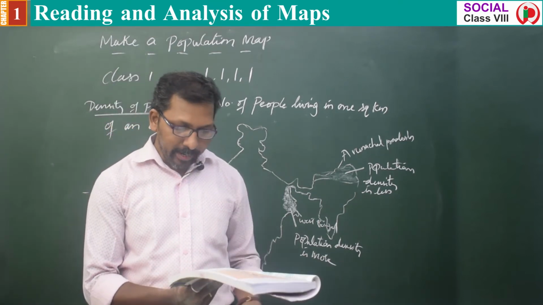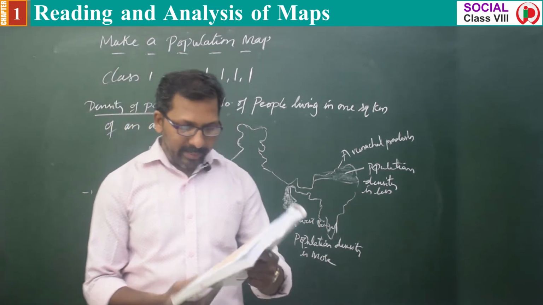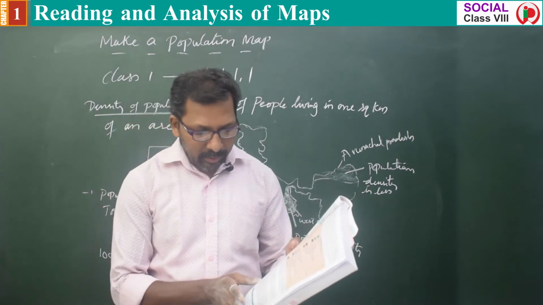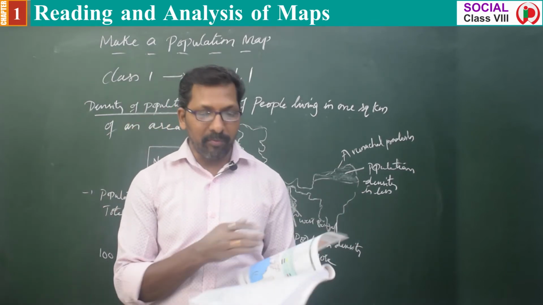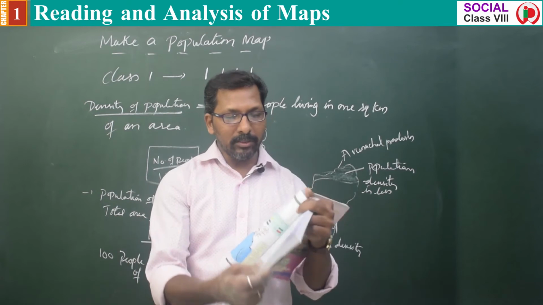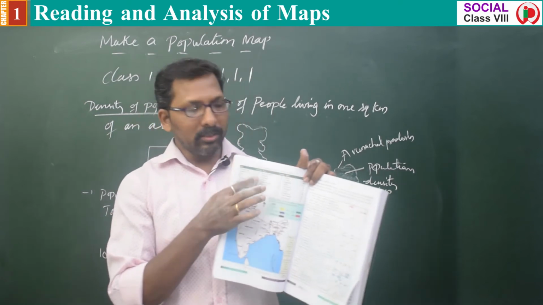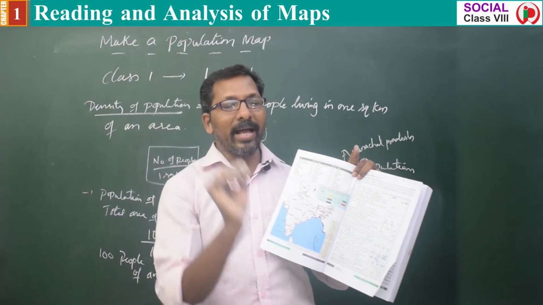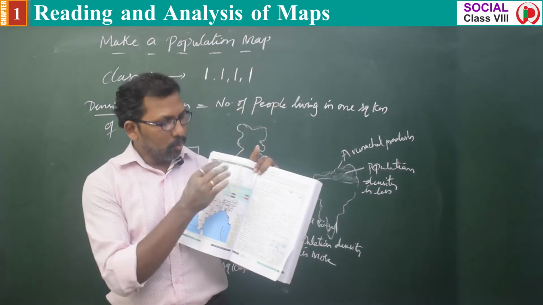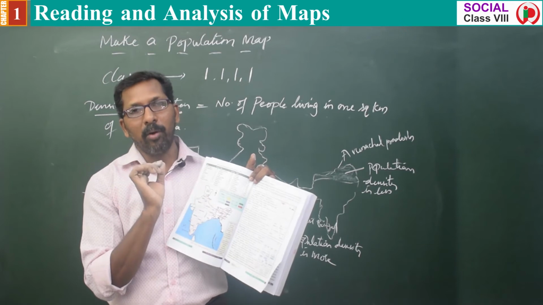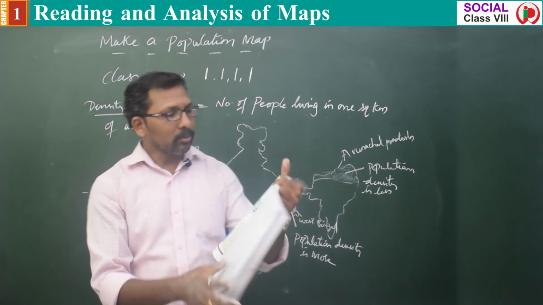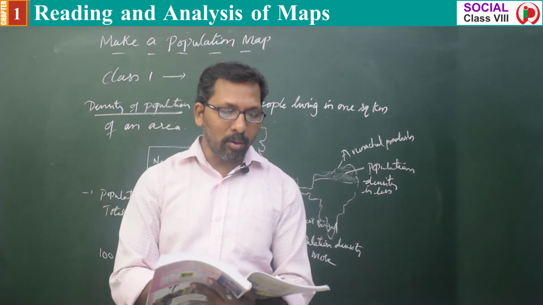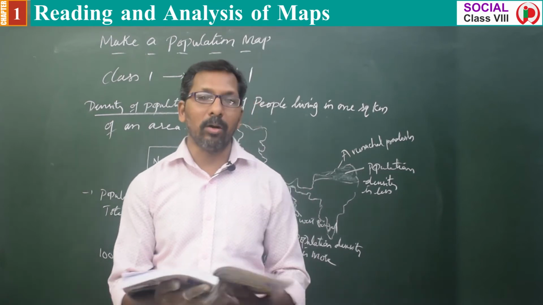So on the next page, the following table gives the population density of different states of India. You can take the next page. In this, we can see the population density has been given here. Which particular state has the highest density of population? Which state has the lowest density of population? So let us look here. This is according to the census of 2011.